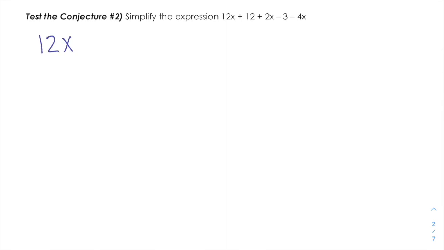Simplify the expression. So I'm again going to write it nice and big for us. 12x plus 12 plus 2x minus 3 minus 4x. Okay, so let's take a look at what terms we have that are alike. I do see several terms using the variable x. That x on all 3 terms does not have an exponent. So that tells us that these are like terms because they're using the same variable and the exponent, or lack of exponent, is the same.